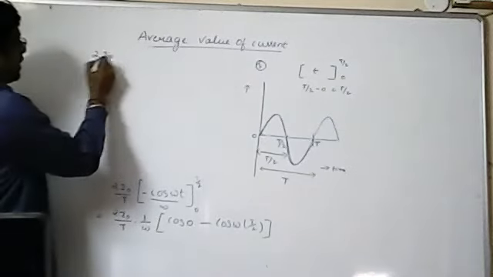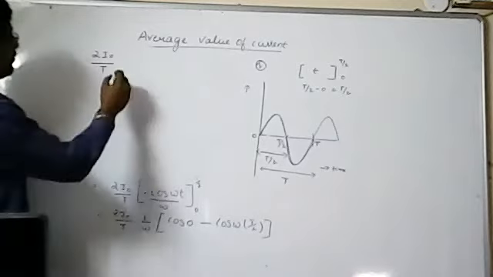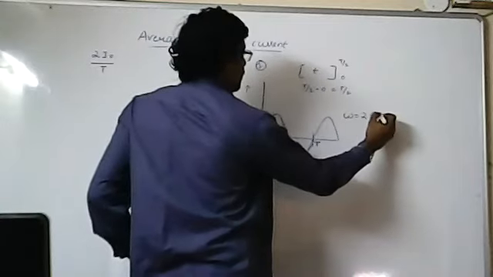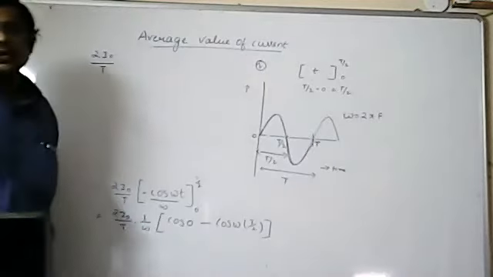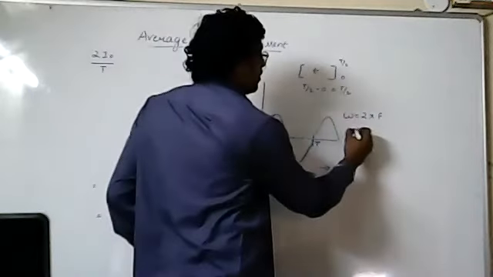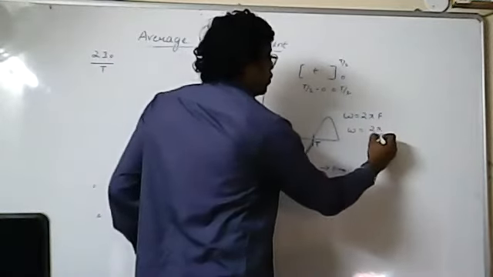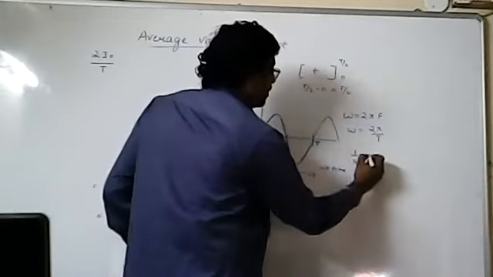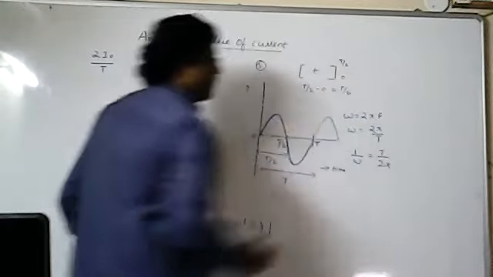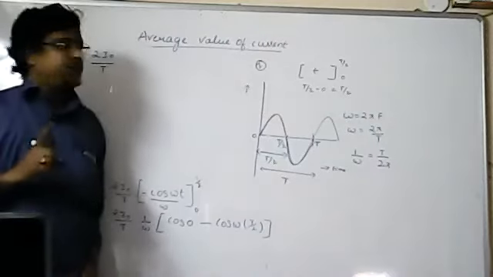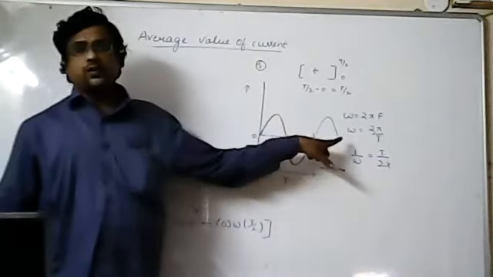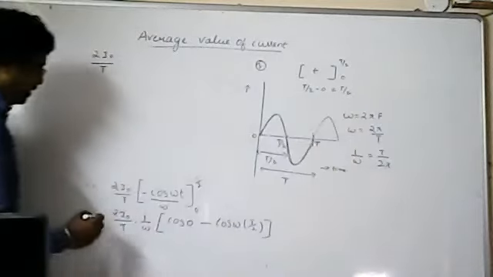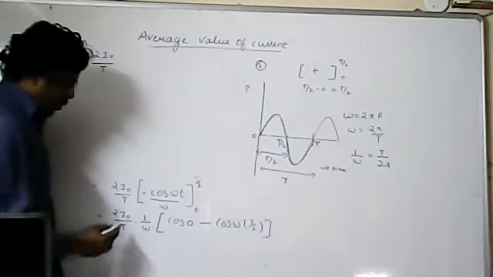Now, 2 I naught by T into 1 by omega. Let us see, there is a relation. Omega is equal to 2 pi f. What is f? F is equal to 1 by T. That means omega is equal to what? 2 pi by T. And 1 by omega is what? Reverse it: T by 2 pi. So here, into 1 by omega.